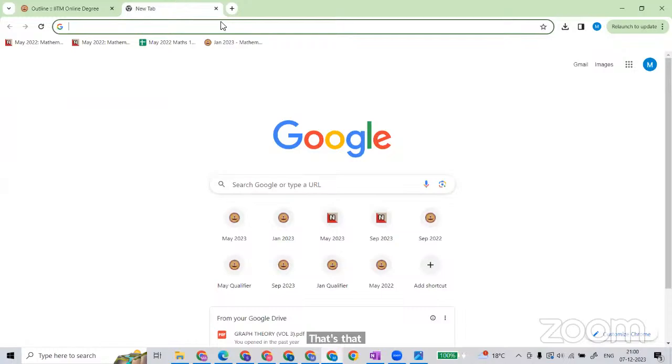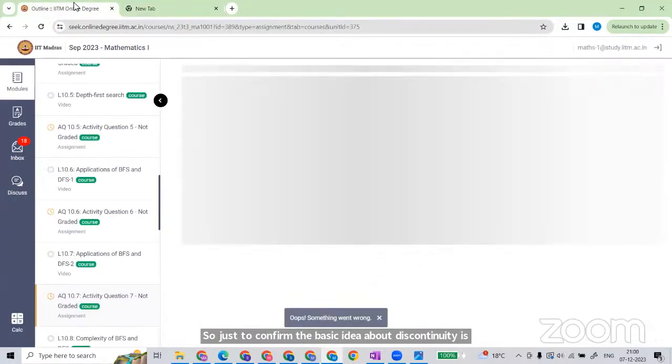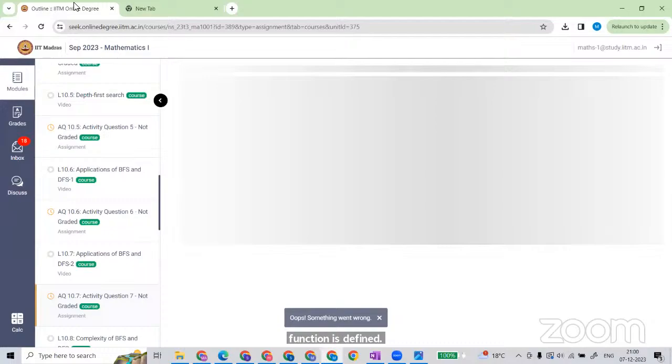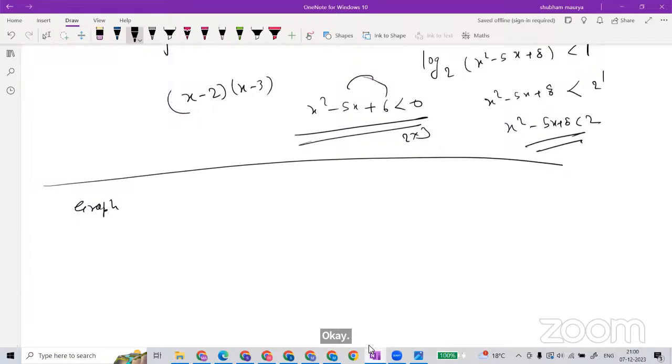Sir, just to confirm, the basic idea about discontinuity is that we can check discontinuity only on points for which the function is defined, right? Yes, the function which we have is defined. If we are checking for that problem, we have the function 1 upon x minus 1, right? Yes, sir. This is f(x).